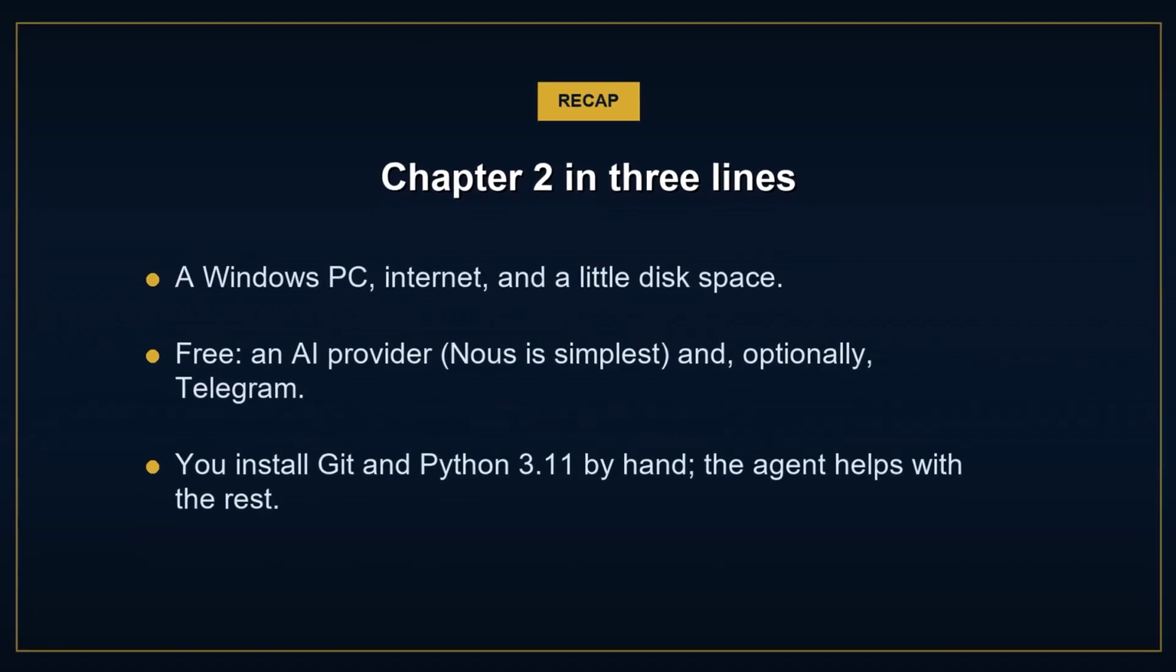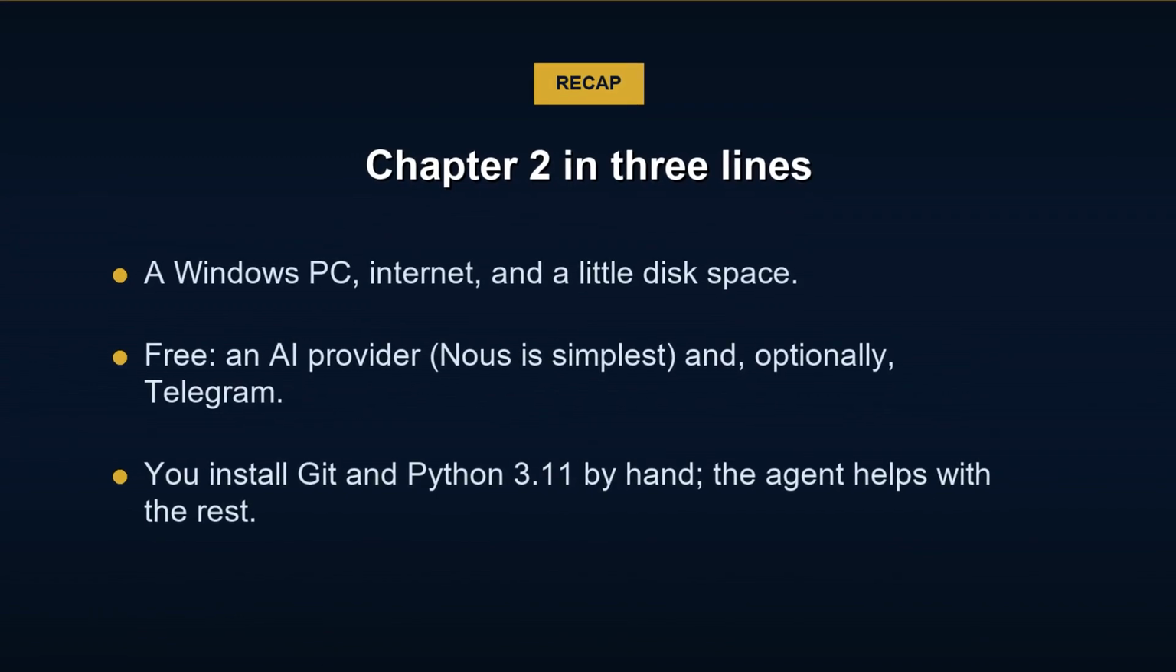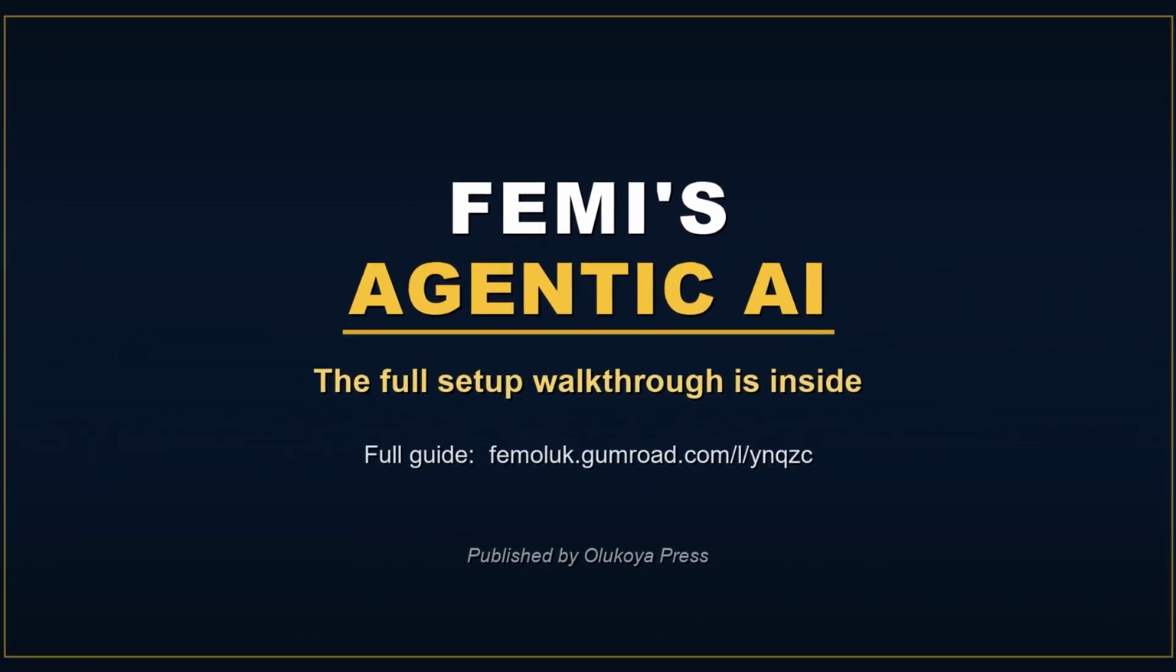Quick recap. A Windows PC, internet, and a little disk space. Free accounts, an AI provider, with Nous the simplest, and optionally Telegram. You install Git and Python by hand. The agent helps with the rest. The full setup walkthrough is inside the guide.